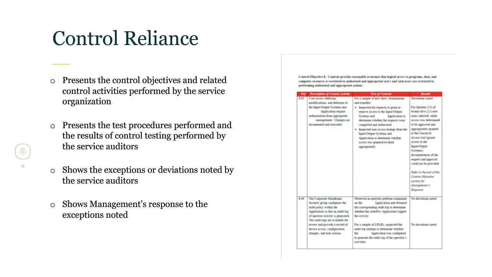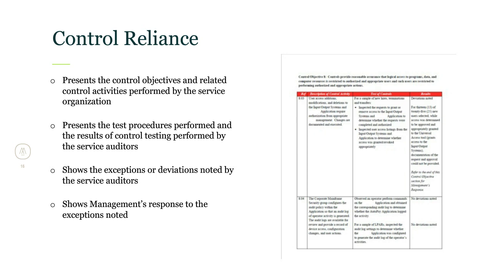Moving on to the Control Reliance tab. Company will read Section 4 of the SOC report, the independent auditor's testing of the service organization controls, and evaluate whether the control objectives are applicable to the company and whether there are any failures. The screenshot of the Section 4 excerpt is on the right, a test table completed by the independent auditor. It lists the following: control objectives and related control activities performed by the service organization, test procedures performed and the results of the control testing performed by the service auditors, and a description of the exceptions or deviations noted by the service auditors.